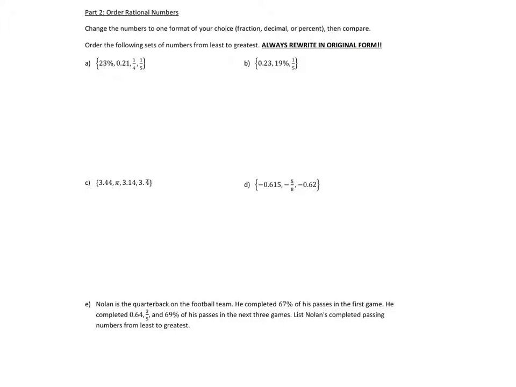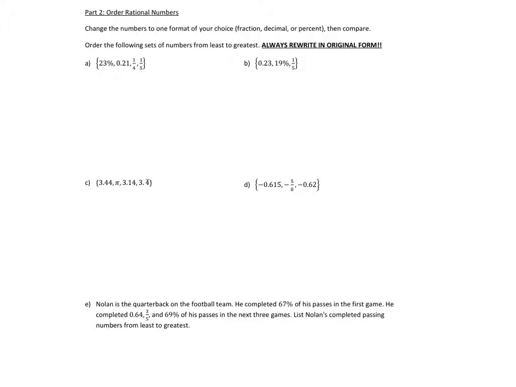Part 2, order rational numbers. Change the numbers to one format of your choice. So for all of these problems, if you have multiple numbers, you need to make them all look similar. So make them all fractions, all decimals, or all percents.